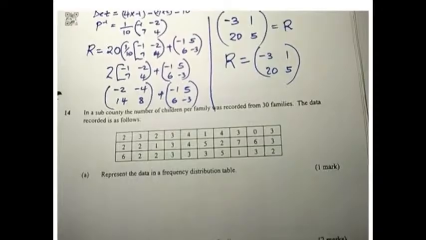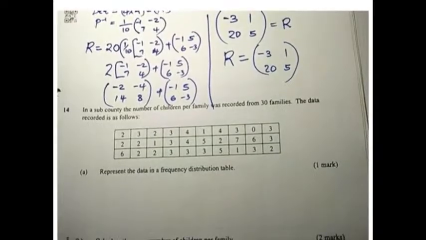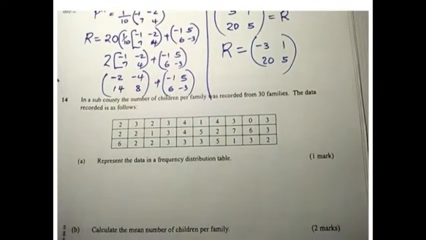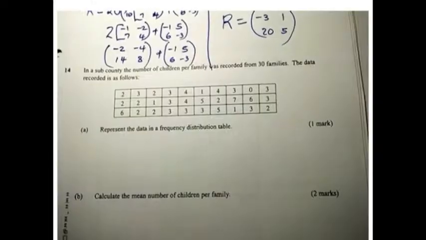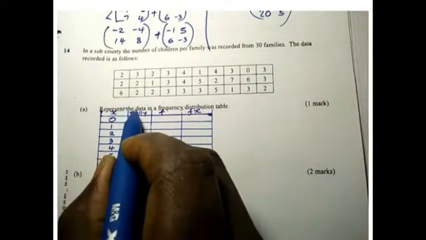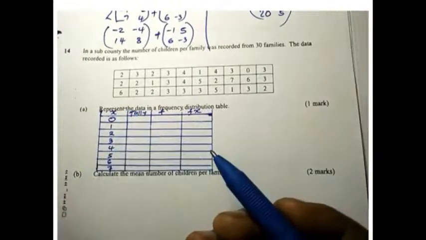In a sub-country, the number of children per family was recorded from 30 families. The data recorded as shown represent the data in a frequency distribution table. So this is how it is supposed to be done. So you can put this column for tally, or if you want.